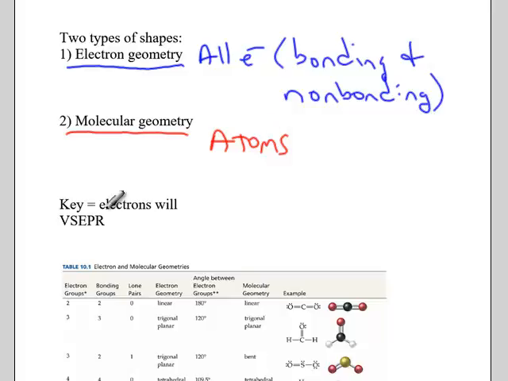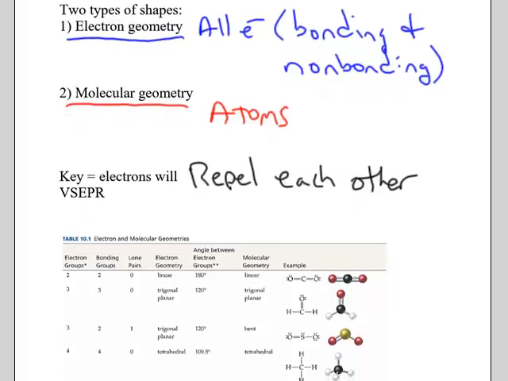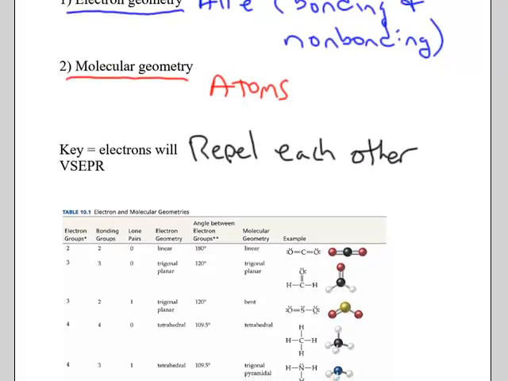In both methods, the key is we know that electrons will repel each other, so they want to get as far away from each other as they possibly can. And the shapes that we get from electrons moving as far apart from each other as possible is called VSEPR, valence shell electron pair repulsion. What's important for you is these shapes come from the repulsion of electrons.